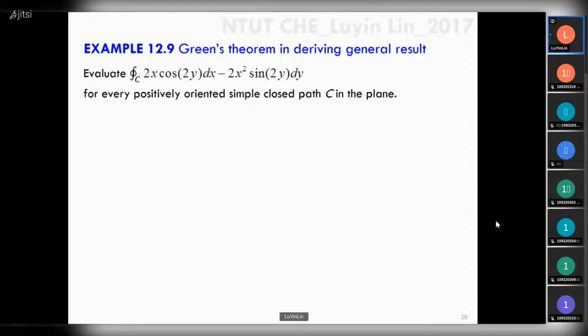So you can use your handout to check the Green theorem. I cannot write anything here. Okay, so the example is the line integral. So you can try to use the Green theorem to transfer this one to a double integral, if the double integral is easier to calculate. So you can see this one and this one is the function, and the target is x and y.